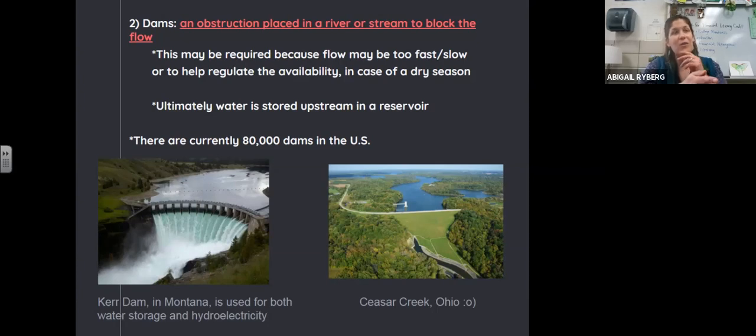Sometimes it's also in regions that have really significant dry seasons. It just allows for a water reservoir for water storage during the dry season for drinking and farming.